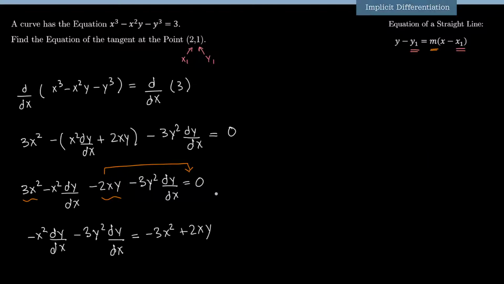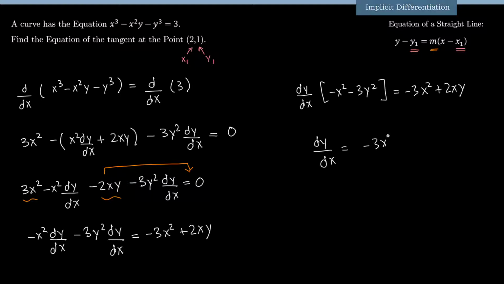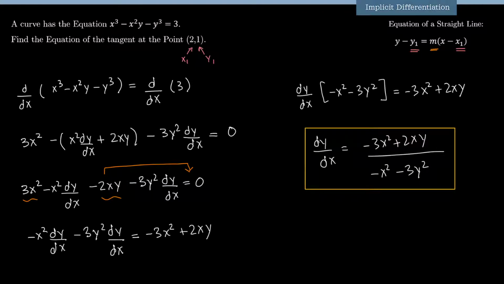Factoring out dy upon dx on the left hand side would give me dy upon dx times (minus x squared minus 3y squared) equals minus 3x squared plus 2xy. And dividing both sides by this term would give me dy upon dx equals (minus 3x squared plus 2xy) divided by (minus x squared minus 3y squared). So this is my gradient function of this equation.